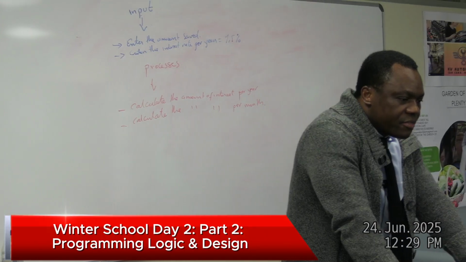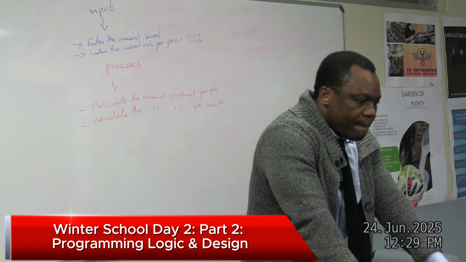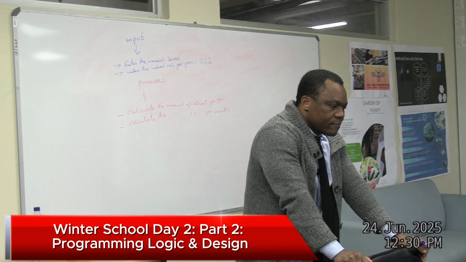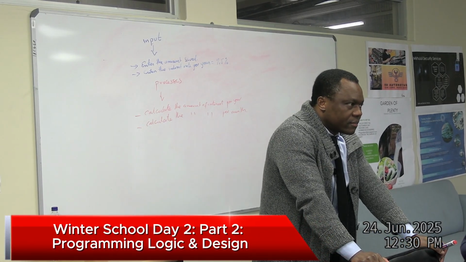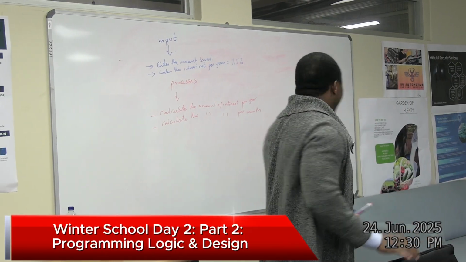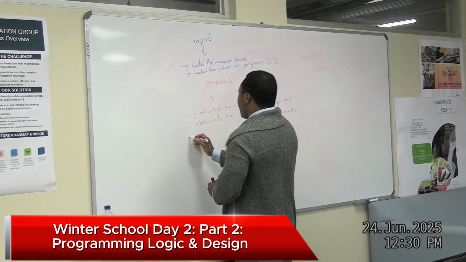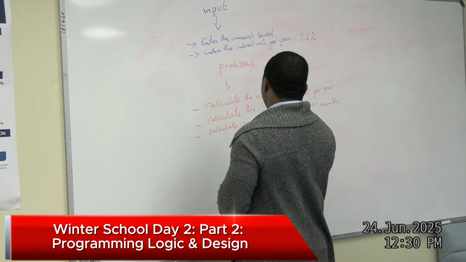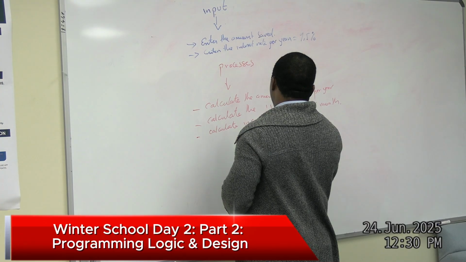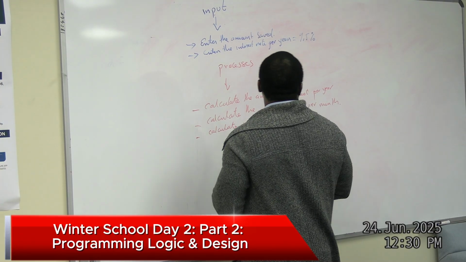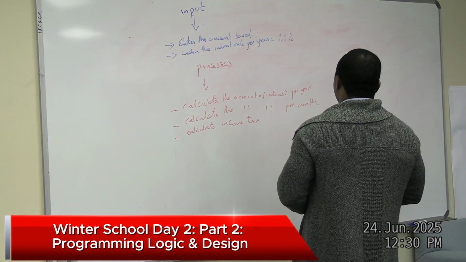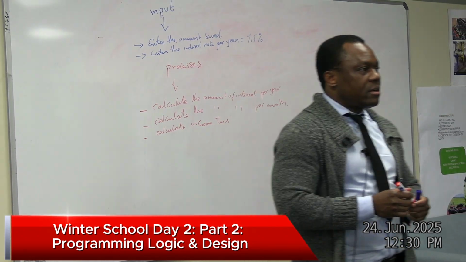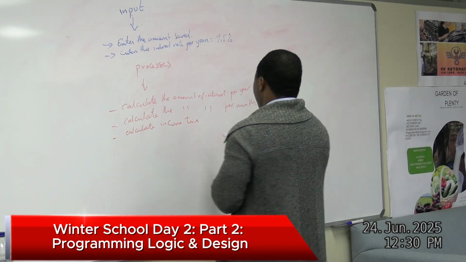You come up with per month, something else? Calculate the income tax you must pay. Calculate what? Income tax you must pay. Income tax per what? Is that per year, per month? Remember the tax you pay per month, isn't it? Per month. Yes. Okay?